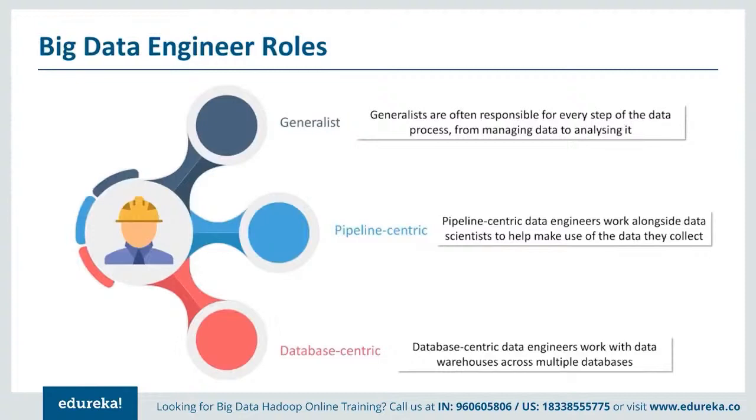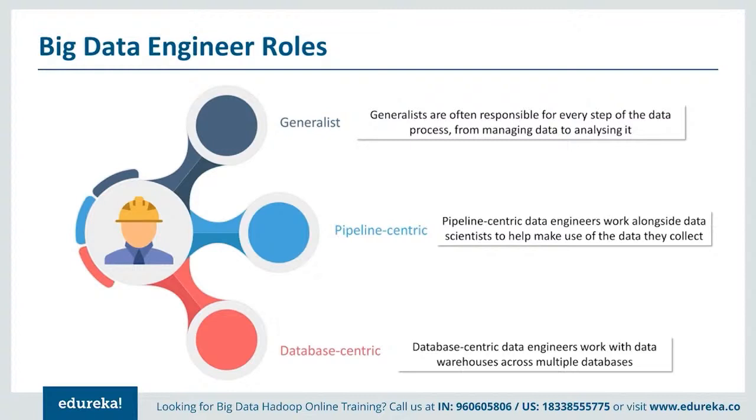Now, there are typically three kinds of roles that a big data engineer has to assume. First of all, we have the generalist. Generalists are typically found on small teams or in small companies. In this setting, data engineers wear many hats as one of the few data-focused people in a company. Generalists are often responsible for each step of the data process, from managing data to analyzing it.